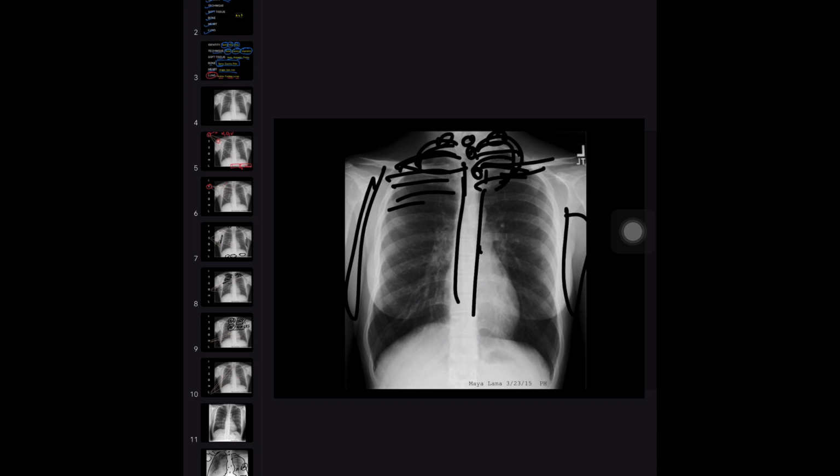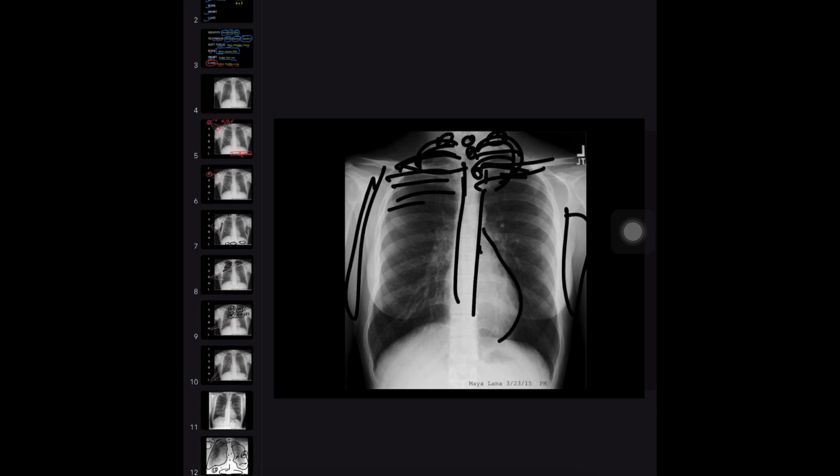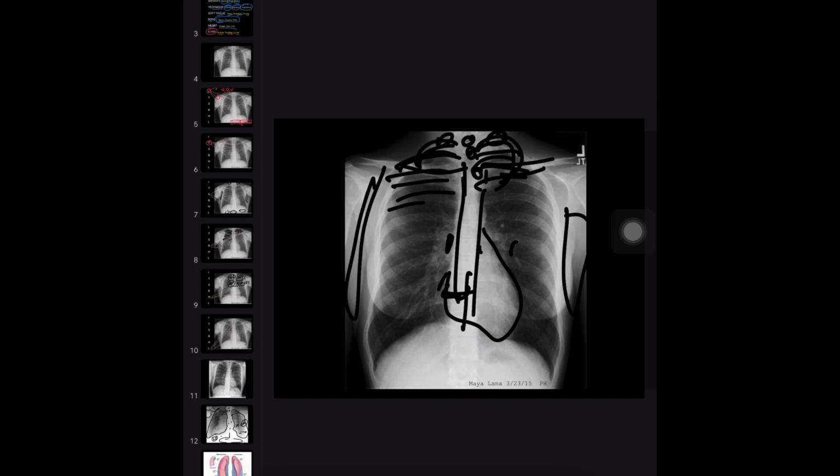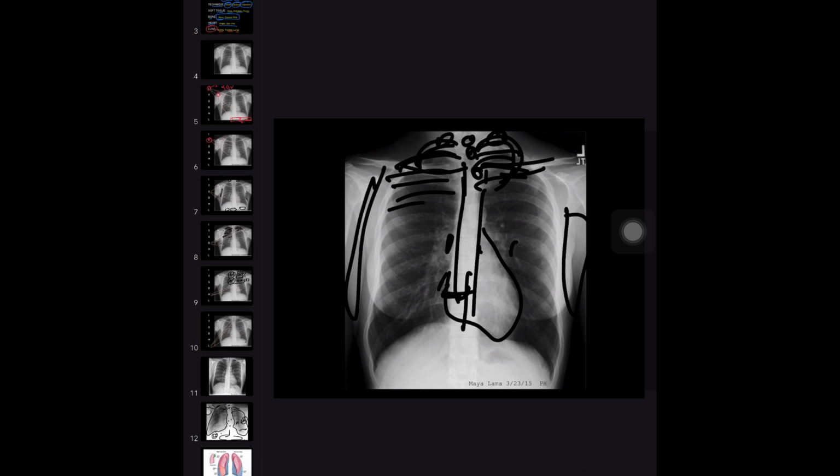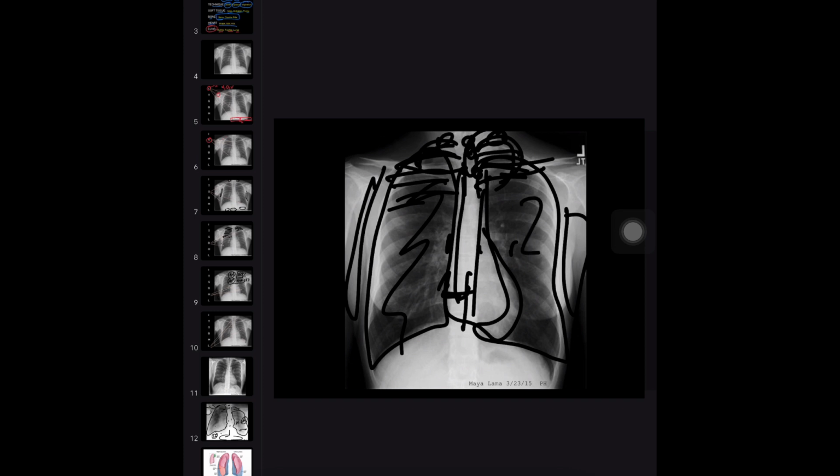And then the heart, the shape of the heart, there is no cardiomegaly, and the hila are also seen. And then the lung outline, and then the trachea, and then the lungs inside are seen.